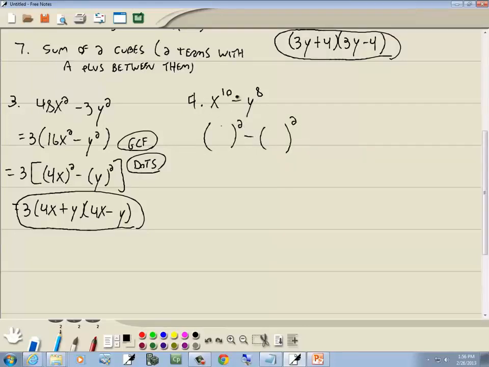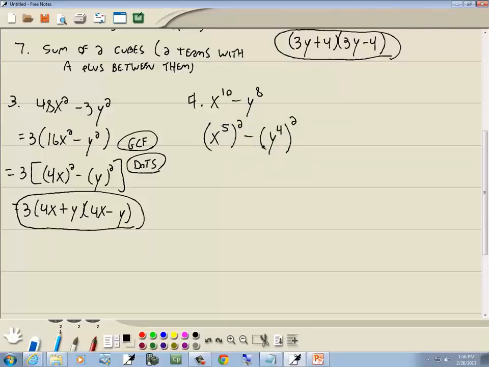We ask ourselves what times itself gives us x to the 10th, and that'd be x to the 5th. Now, thinking of it going the other direction, remember if we take a power, an exponent, and we raise it to another exponent, we multiply them together. 5 times 2 gives us 10. So going in reverse, a very easy way to do it is just take the exponent here, 10, divide by 2, and that gives you your 5. On this one, what times itself gives you y to the 8th? Well, if I take 8 divided by 2, that gives us 4. So we're going to have y to the 4th.